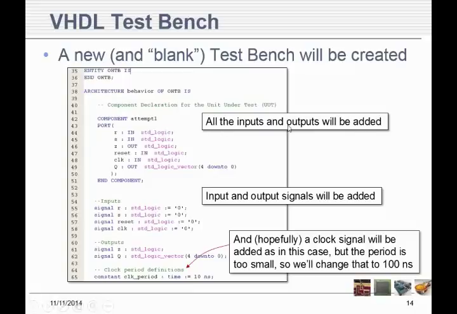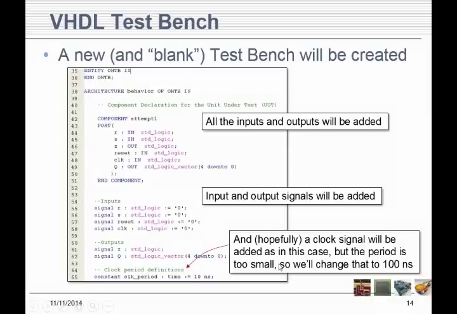Here, all my inputs and outputs were added in the test bench. I said it came up with a blank one, but it's not really blank. It has everything for your inputs and outputs. It creates signals as is needed.